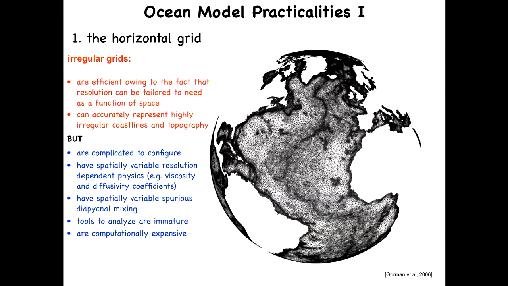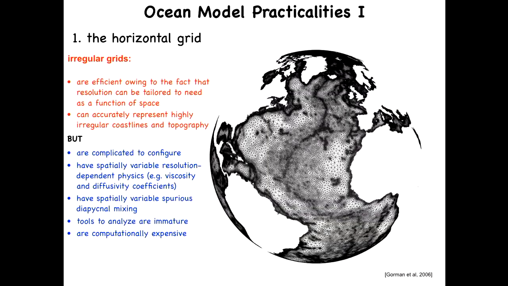The other thing is, a lot of the parameterizations we use, which I'm going to hopefully get up to before I finish, have resolution-dependent physics. You need different coefficients depending on the resolution, and here you're finding resolution varies everywhere, so you'd need different parameterizations, unless you have a very clever parameterization which is scale-aware and independent of the grid scale, which we don't have. Okay.